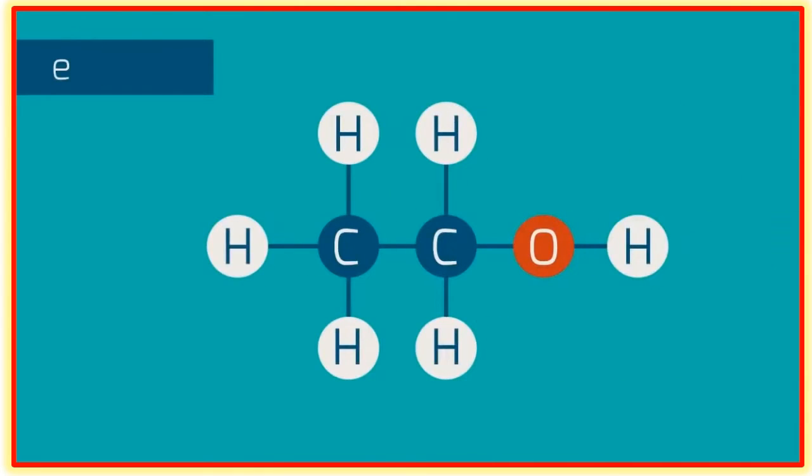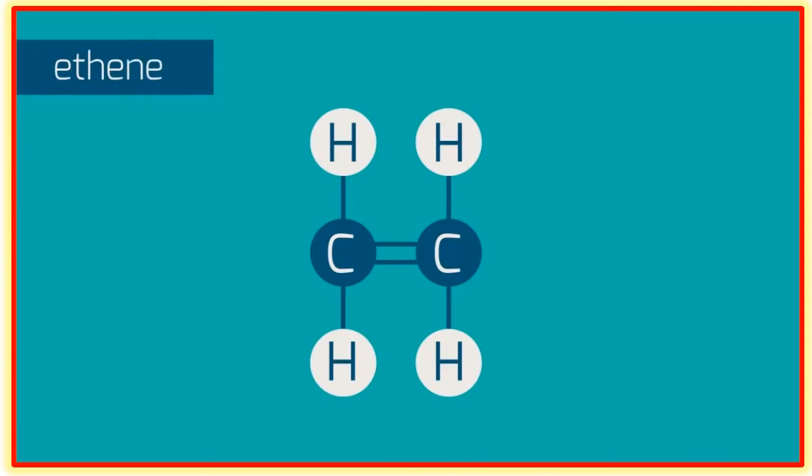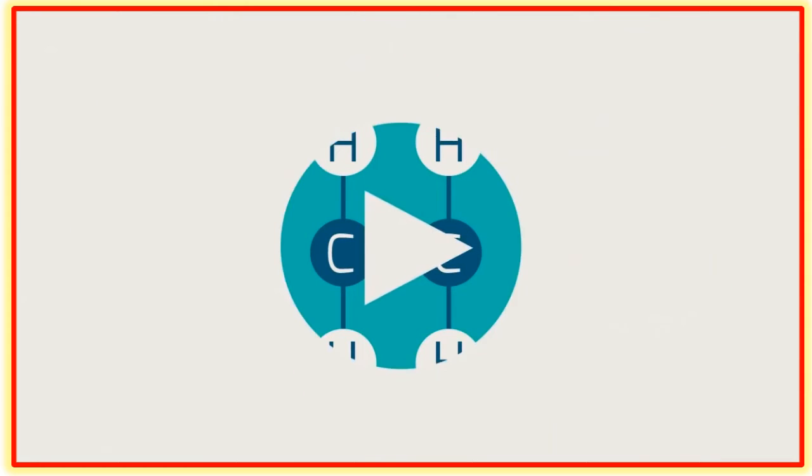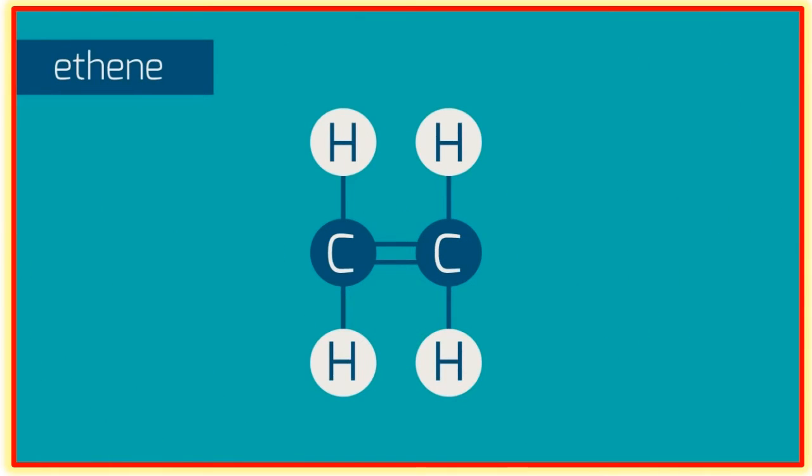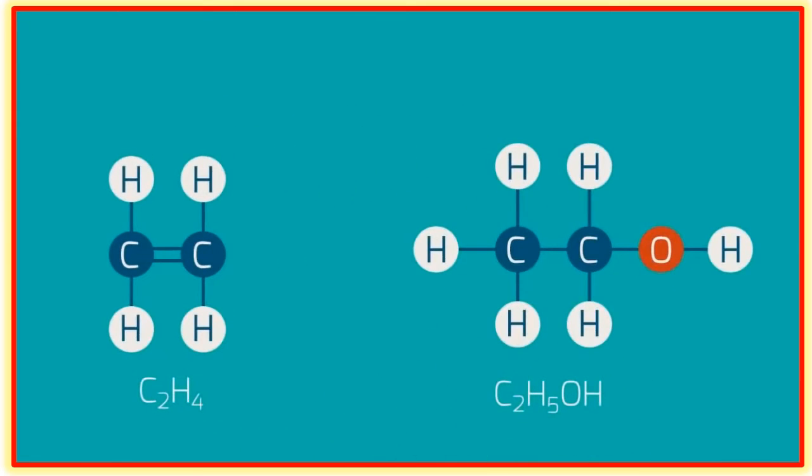Let's move on to our second route. This one also makes ethanol, this time from a hydrocarbon called ethene. You might have come across it in our videos on hydrocarbon cracking. Here's the ethene molecule and its molecular formula. Here's the ethanol molecule from before.